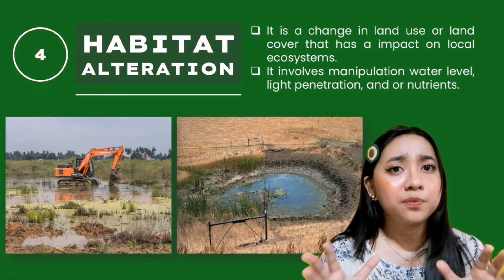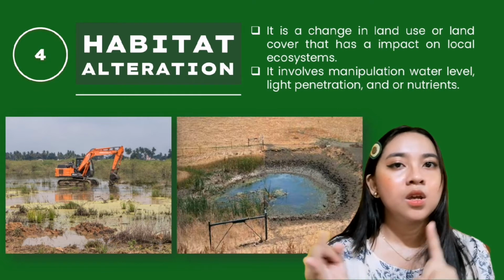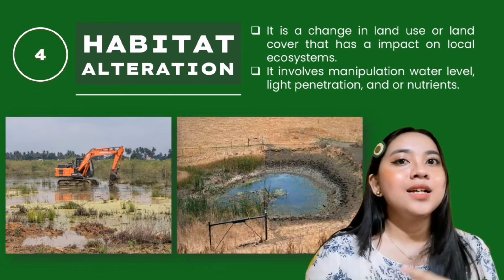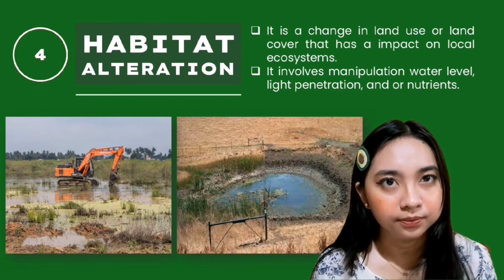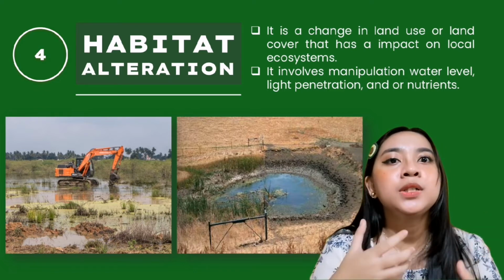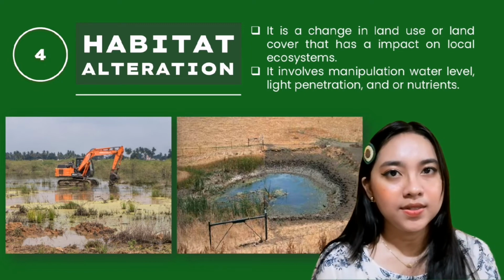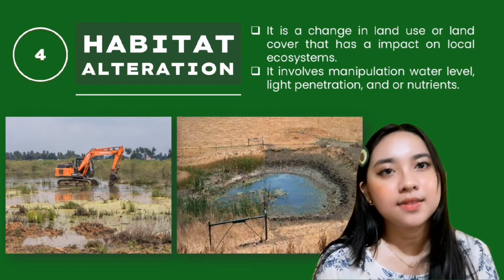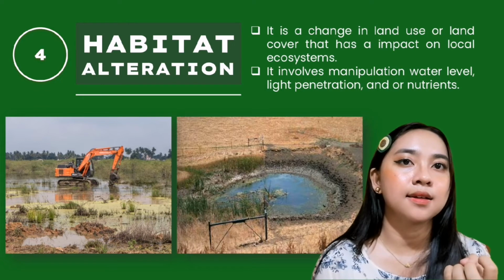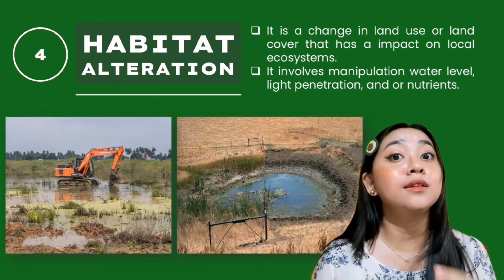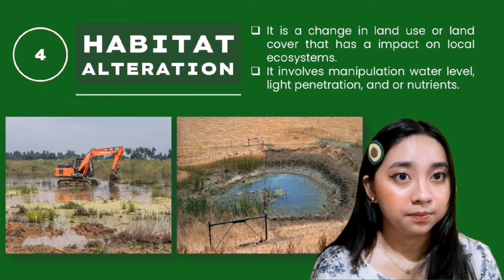Clearing green cover for building roads and human recreational activities like sailing, fishing, hiking, and adventure sports may cause habitat alteration. It involves manipulating water level, like penetration, and nutrients. As you can see in the image on the right side, this can be dangerous because habitat alteration can cause negative disturbance in the flow of energy within an ecosystem.